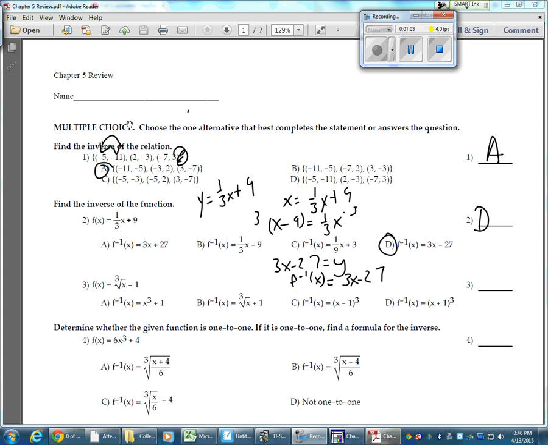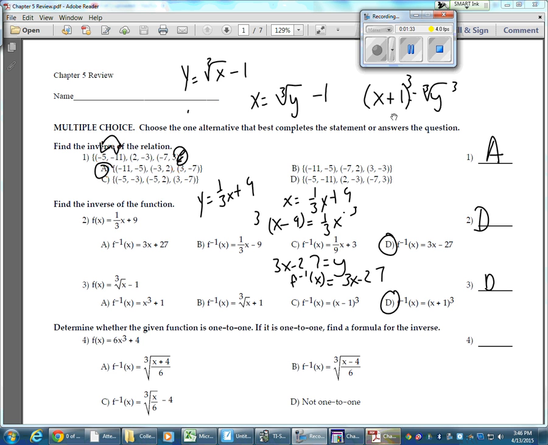Number 3 is y equals the cube root of x minus 1. So when I switch it, it'd be x equals the cube root of y minus 1. Now I've got to solve it for y. So I'm going to add 1. That equals the cube root of y. Cube both sides. Put parentheses around this when I cube it. So I'm looking for the inverse. This cancels and it's y. The inverse function is x plus 1 cubed, which again is D.